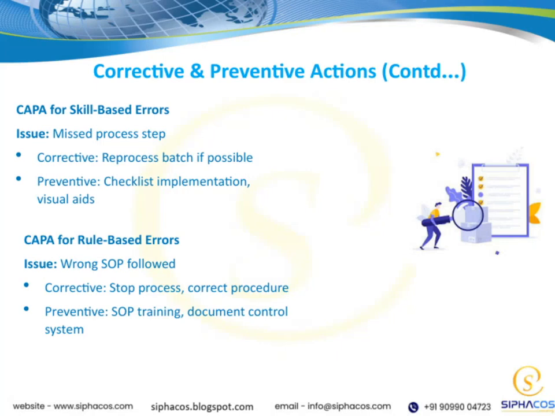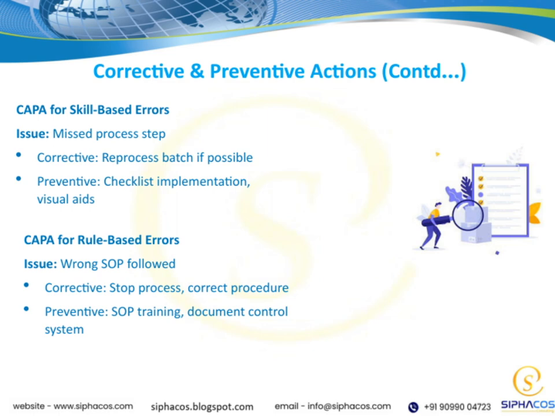Now let's look at CAPA for rule-based errors. The main issue here is when the wrong SOP is followed. To address this, the corrective action is to stop the process immediately and correct the procedure before continuing. This helps prevent further errors. For preventive measures, we focus on SOP training to ensure everyone understands the correct procedures, and we also maintain a solid document control system to keep SOPs up to date and accessible.